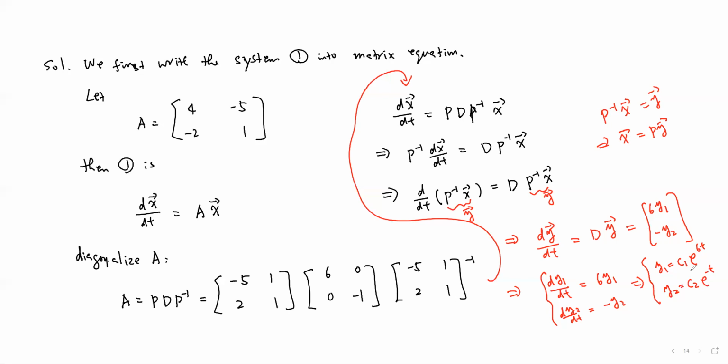How do we determine C1 and C2? We use the initial condition, and we can tell C1 and C2. For the details, you can take a look at my notes, but this topic is not required. Let me stop here today.